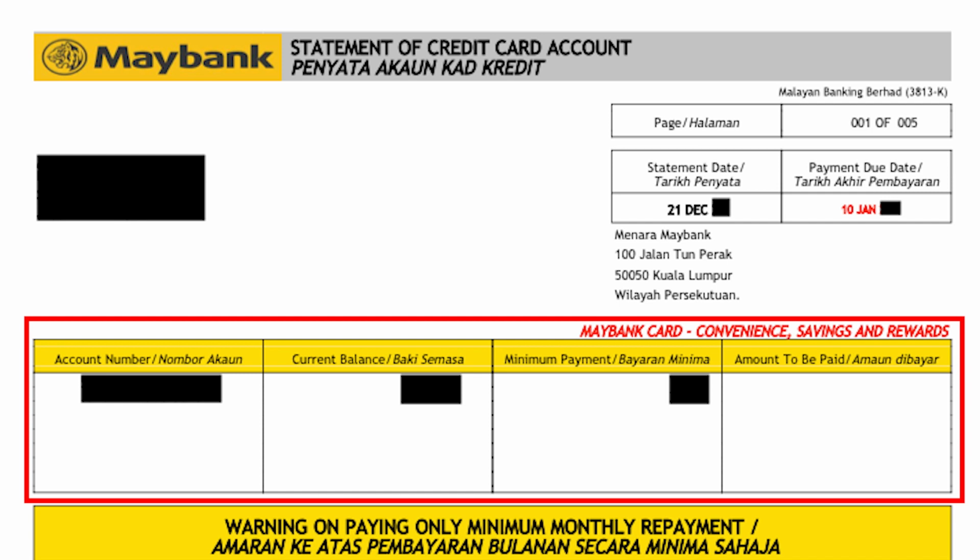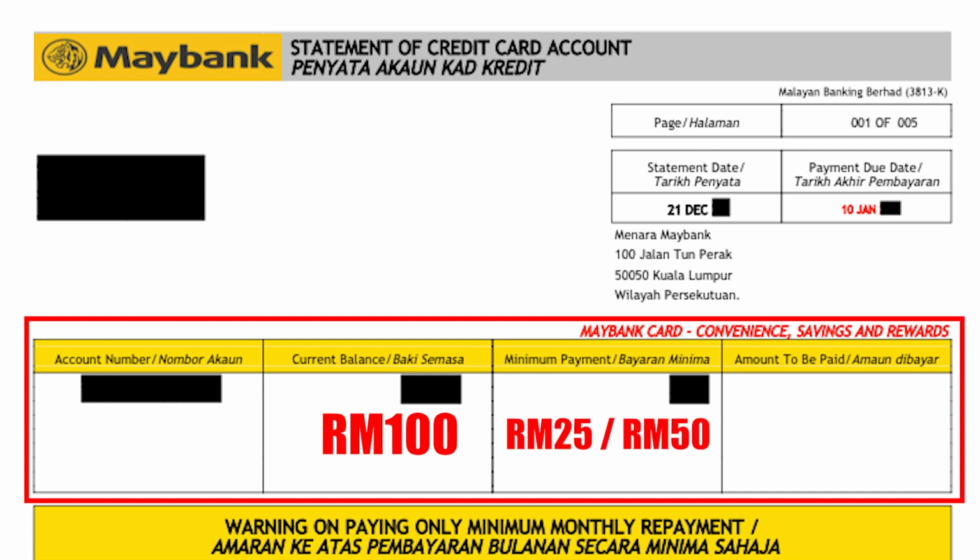So for example, let's say there's a spending of 500 ringgit in December. So there's a 500 ringgit current balance, and then there's the minimum payment. So the minimum payment will be 25 ringgit. If you spend only 100 ringgit, so the current balance as of 21st of the month will be 100 ringgit. Then the minimum payment, even though 5% is 5 ringgit, you'll still be charged 25 or 50 ringgit minimum payment depending on your credit card.